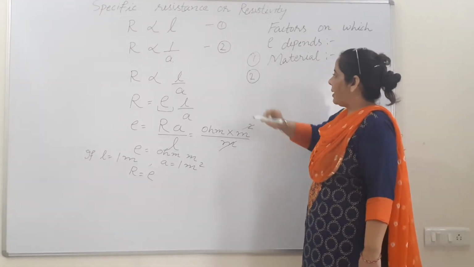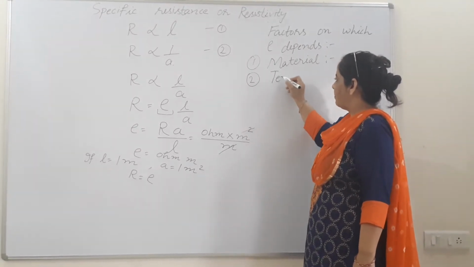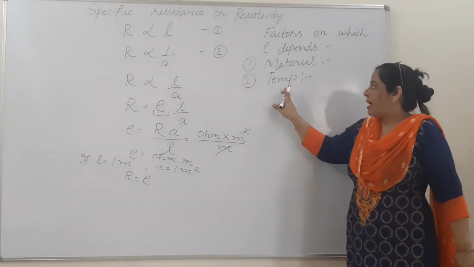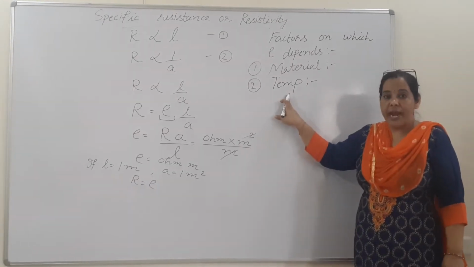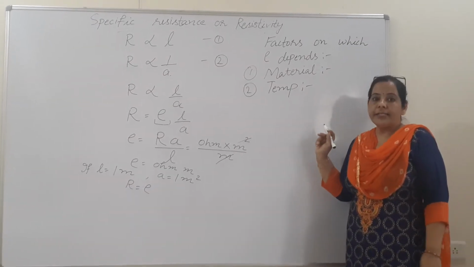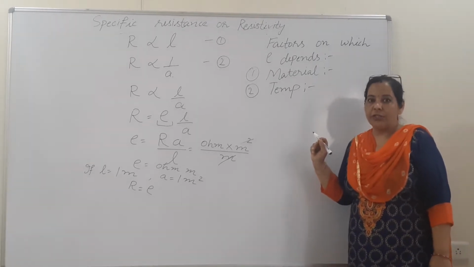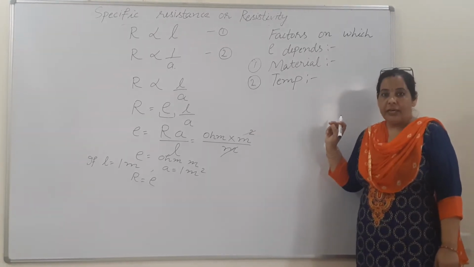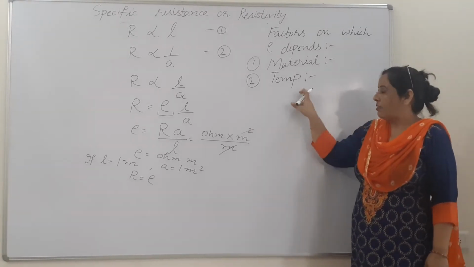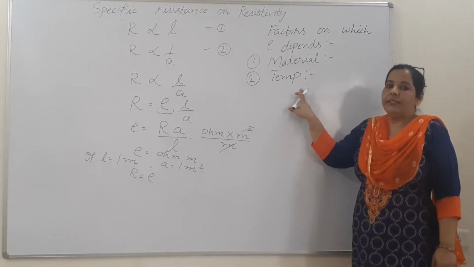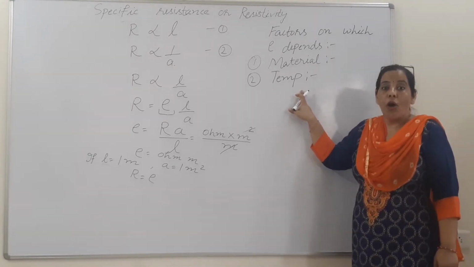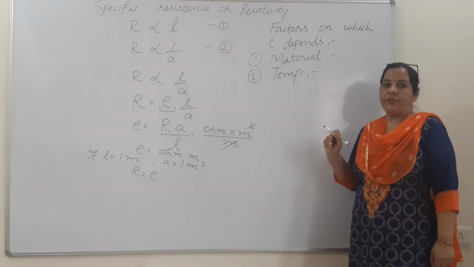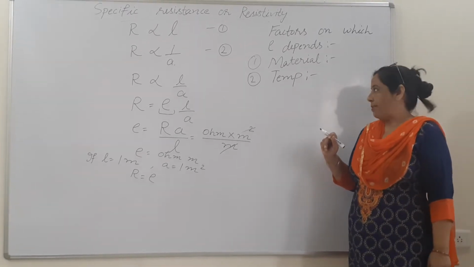Then the second point is the temperature. For that also different conditions are there. When temperature increases, if the substance is a metal, its resistivity will increase with the increase of temperature. If the material is a semiconductor, then what will happen to its resistivity? If temperature increases, resistivity will decrease. And if it is an alloy, its resistivity will remain unaffected with the rise of temperature.